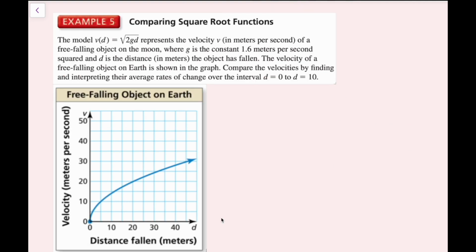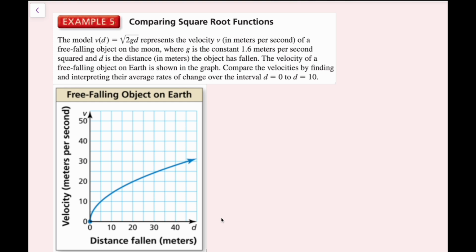Example 5. The model v of d equals the square root of 2gd represents the velocity v in meters per second of a free-falling object on the moon, where g is a constant 1.6 meters per second squared, and d is the distance in meters the object has fallen. The velocity of a free-falling object on Earth is shown in the graph. Compare the velocities by finding and interpreting their average rates of change over the interval of d equals 0 and d equals 10.